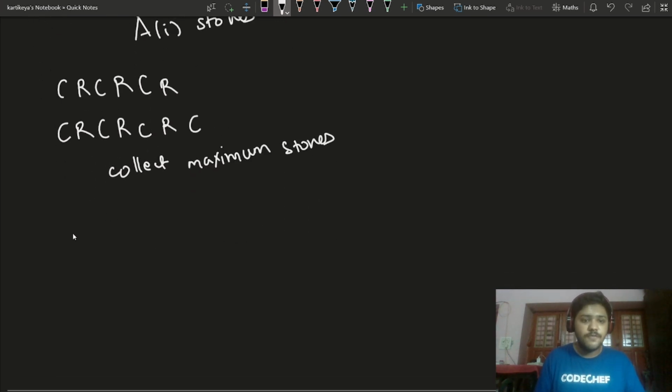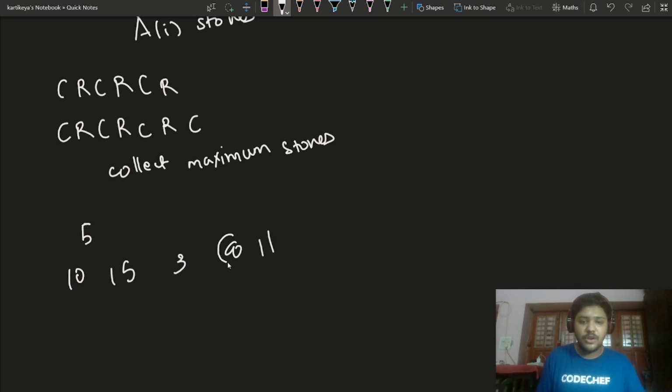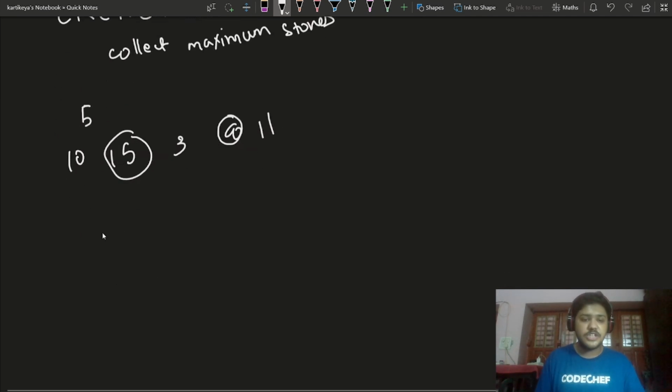See, if I were the Chef, then I would choose the pile which has the maximum number of stones. For example, suppose there are 5 piles, having 10 stones, 15 stones, 3 stones, 8 stones and 11 stones. Suppose that Chef chooses the pile of 8 stones, then Roma will choose the pile of 15 stones because Roma is playing optimally, and Chef didn't play optimally because he chose a pile of 8 stones. So here is a loss for the Chef. So it is always optimal for the Chef to choose the maximum number among the remaining numbers.